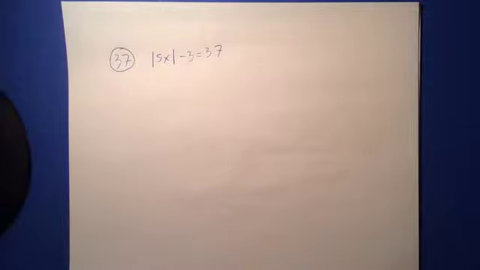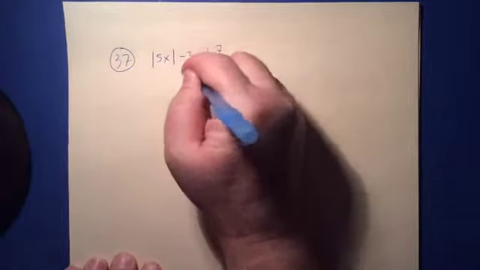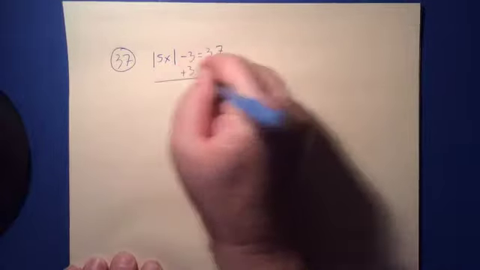If you want to stop the video to contemplate that, you may. Or if you want to just kind of jump to this. What makes this one different is that the absolute value is not by itself. Until we get the absolute value by itself, we cannot split this into 2 equations. So what I'm going to do is whatever else is with the absolute value, I'm going to go ahead and get rid of or make 0.